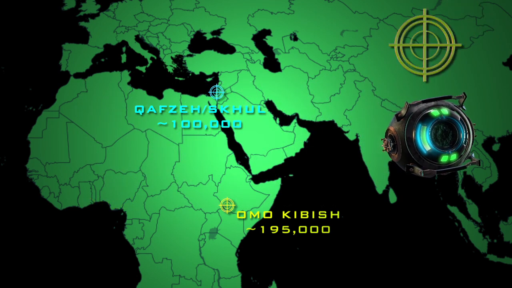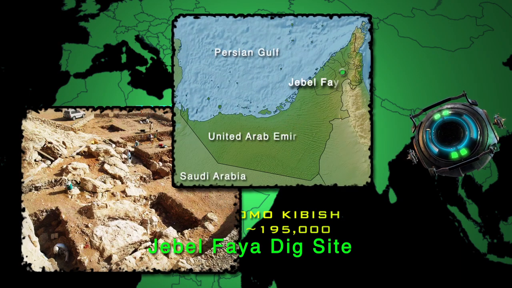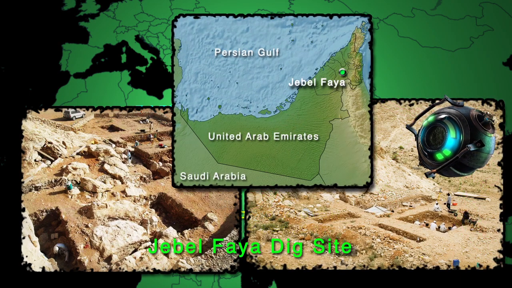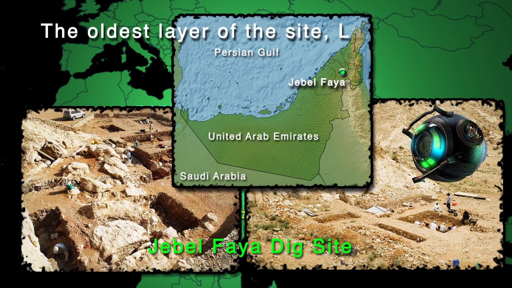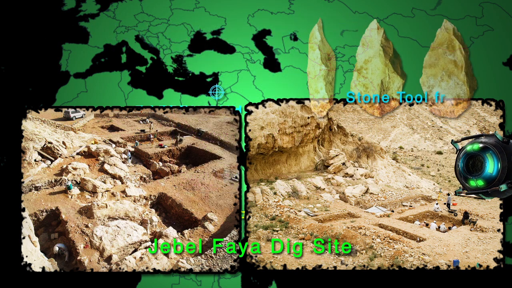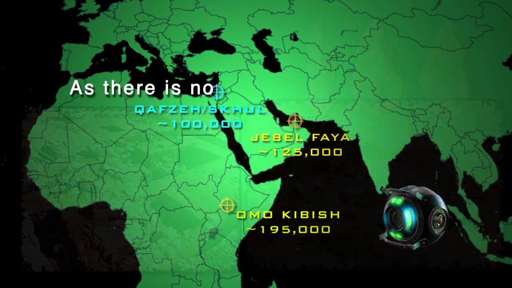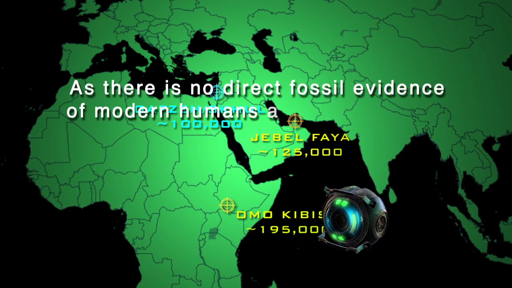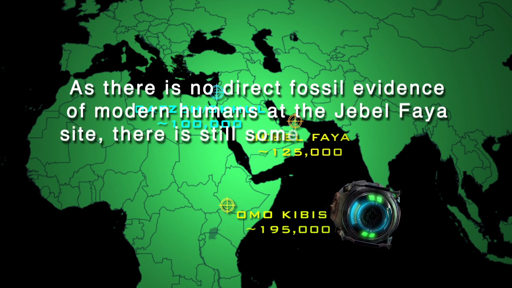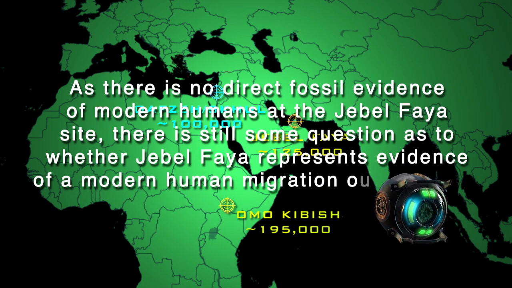Another very interesting site is the Jebel Faya site near the town of Al Madam in the United Arab Emirates on the Arabian Peninsula. The oldest layer of the site, Layer C, was dated to 125,000 years ago. Stone tools uncovered in Layer C were similar to those created by modern humans in eastern Africa in that same 125,000-year time frame. As there is no direct fossil evidence of modern humans at the Jebel Faya site, there is still some question as to whether Jebel Faya represents evidence of a modern human migration out of Africa.